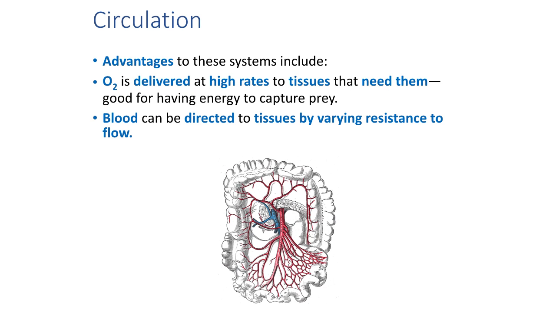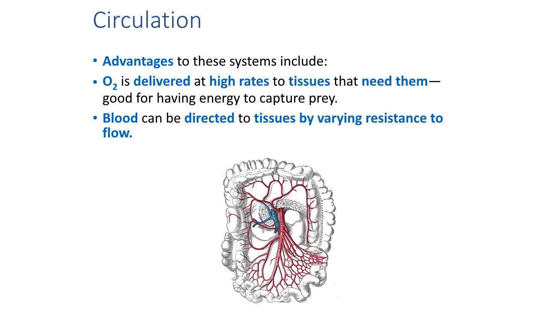So there are two major advantages to closed circulatory systems. So first of all is that we're constantly going to be able to direct oxygen to the tissues that need them. Every single cell is going to come in contact with the capillary, and so oxygen can be delivered at a high rate. We can also vary blood flow to tissues based on the need.